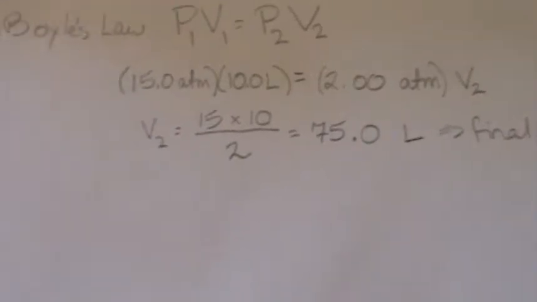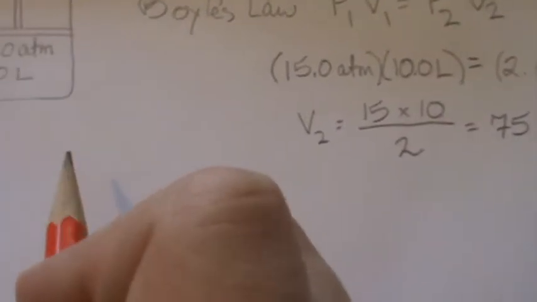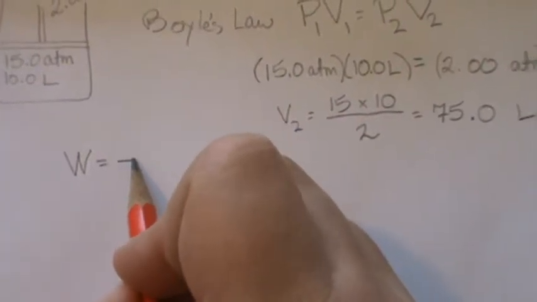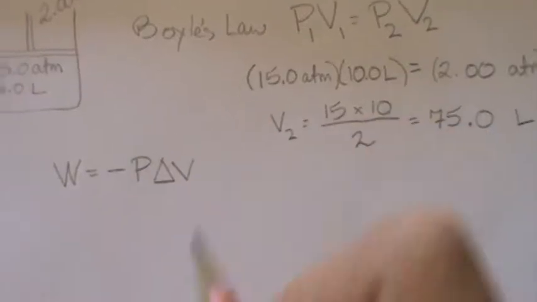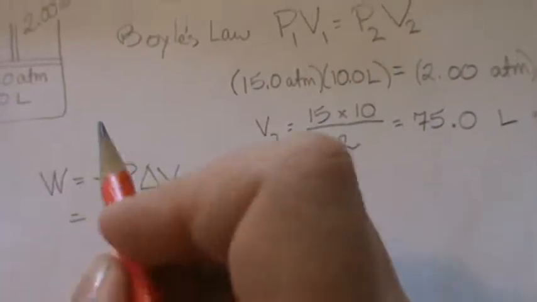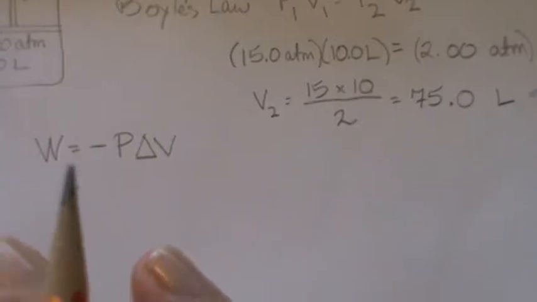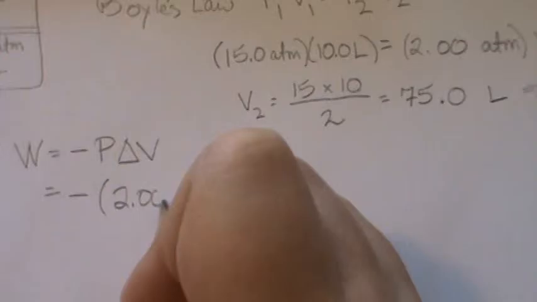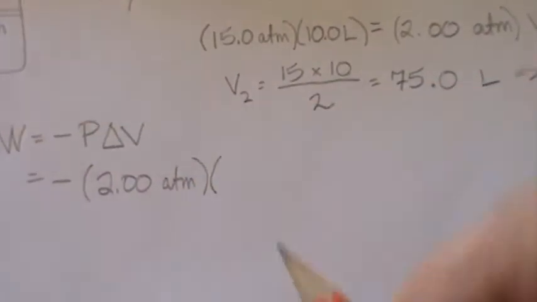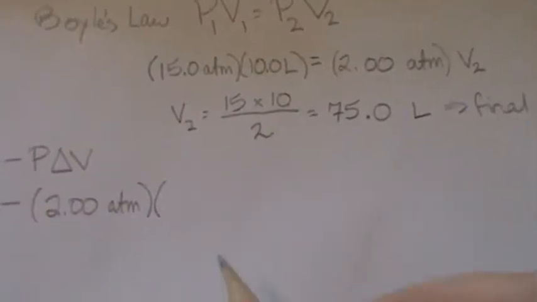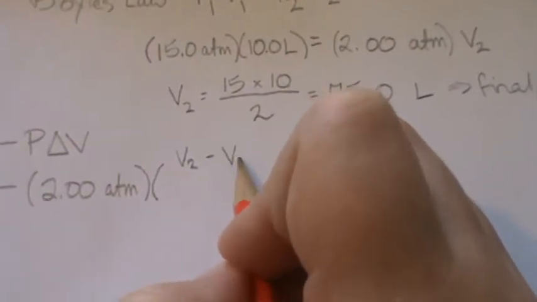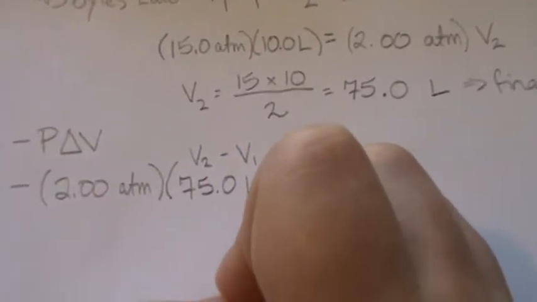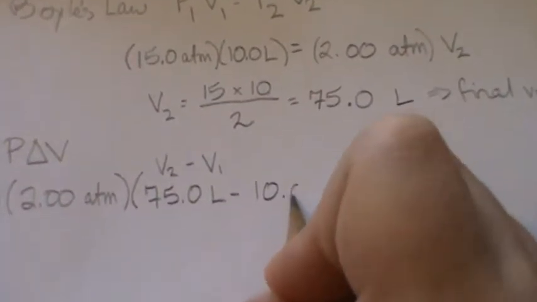Now what we need to do is remember that work is equal to negative P delta V. So again, we're going to use that external pressure. That's kind of our overall pressure that we're working for. And so that gives us negative 2 atmospheres. Now our delta V is our V final minus V initial, so V2 minus V1. So it's 75 liters minus 10 liters.